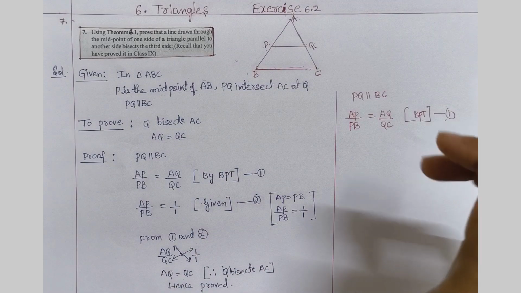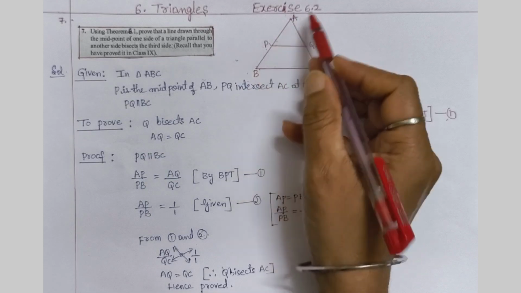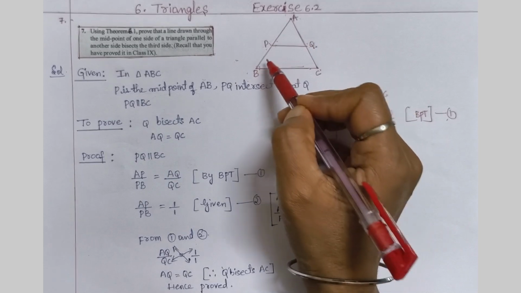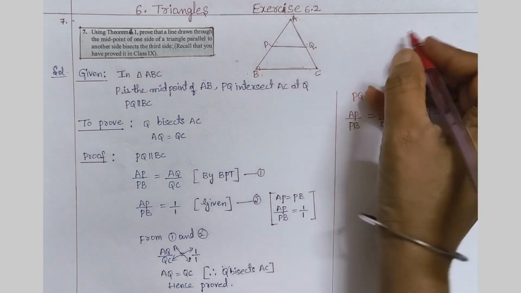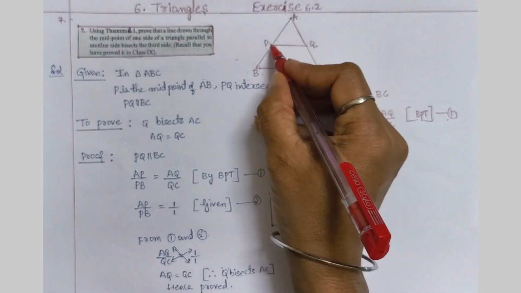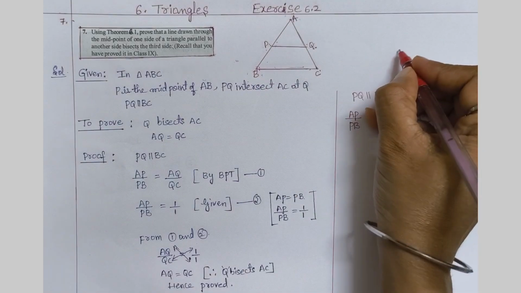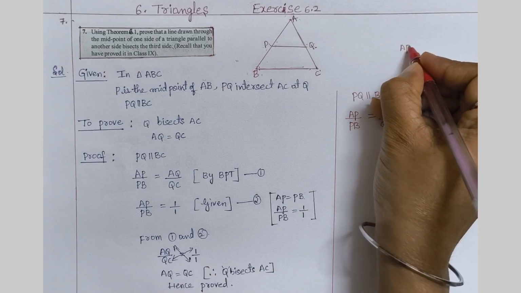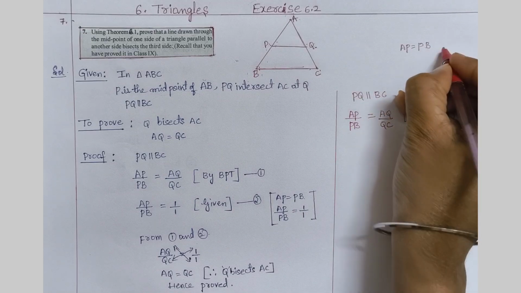But in the question, what is given? P is the midpoint of AB. Midpoint meaning what? These lines divide equally. See here, I will explain. P is the midpoint of AB. Midpoint meaning what? This AP, how much is the measurement? AP equal to PB. Both are the same measurement.